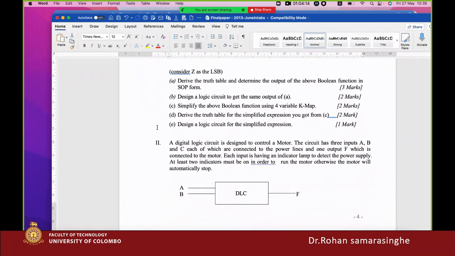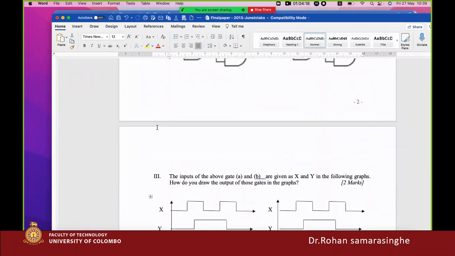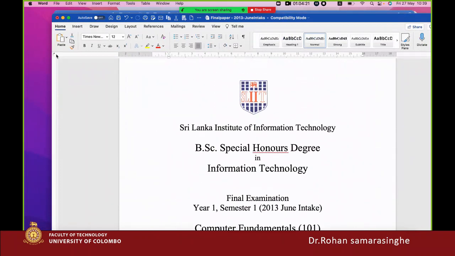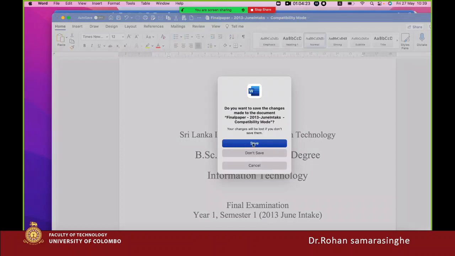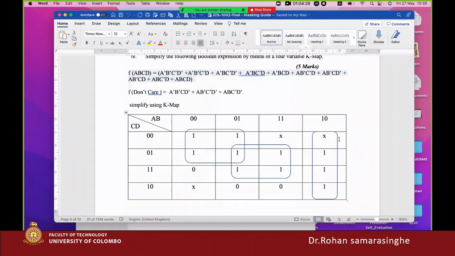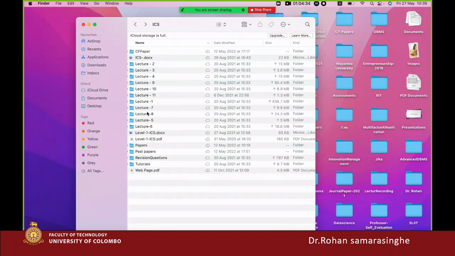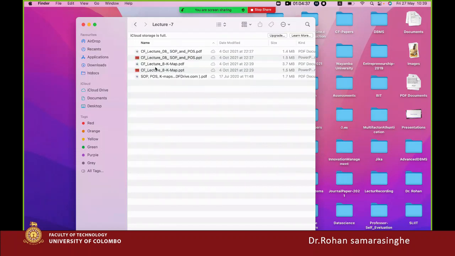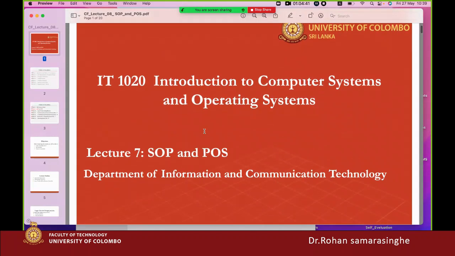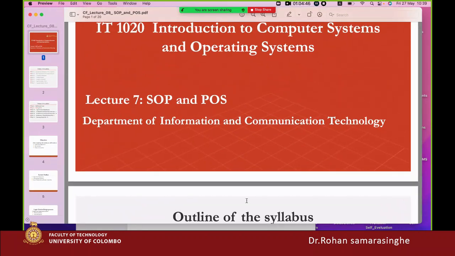Okay, then today actually I wanted to explain the K-map things as well as simplification, and finally I will explain how to get the sum of product form, SOP, and POS, product of sum and sum of product. That is very, very easy.